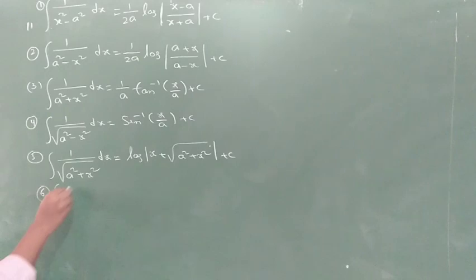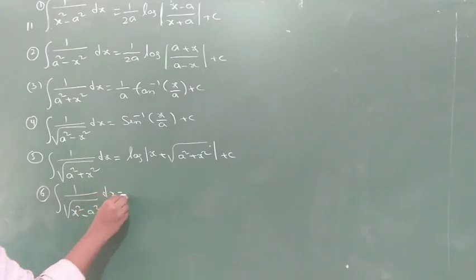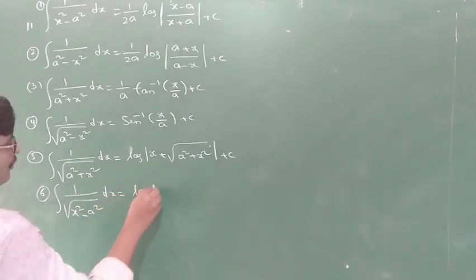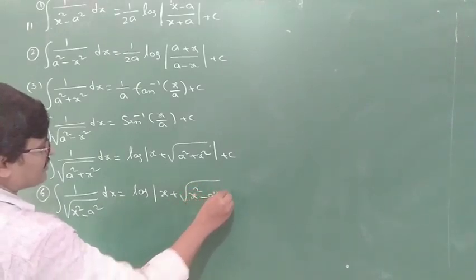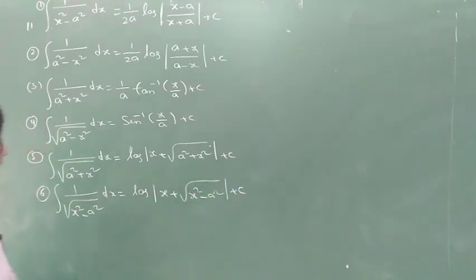Sixth one, integral 1 by root of x square minus a square dx is equal to log mod x plus root of x square minus a square plus c. In the integrals of some particular functions, these are the six functions.